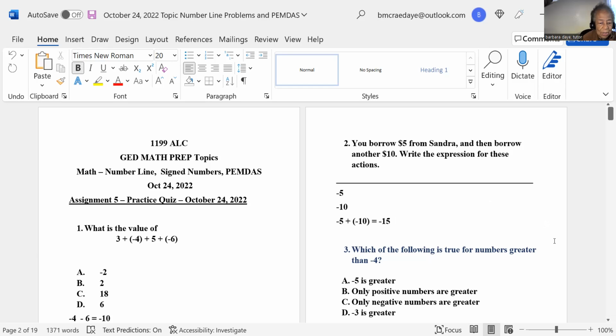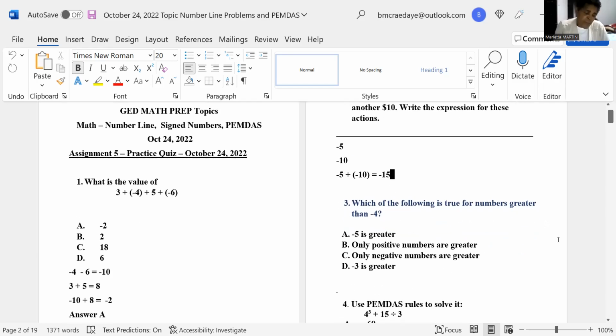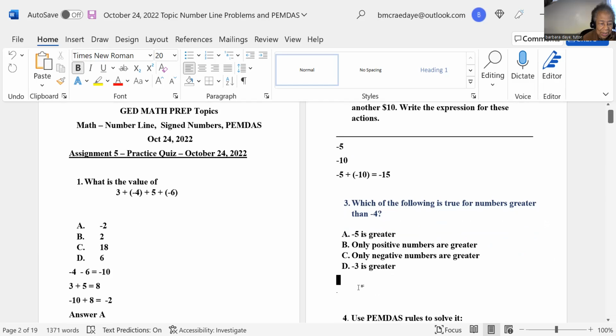Okay. Now let's go to number 3. It says, which of the following is true for a number greater than -4? So which answer did you pick? I got two answers. One is -3 is greater, and I have B. It says only positive numbers are greater. We just looked at the number line. A negative number could be greater or a positive number could be greater. So it can't be B or C. You're right. The answer is D.